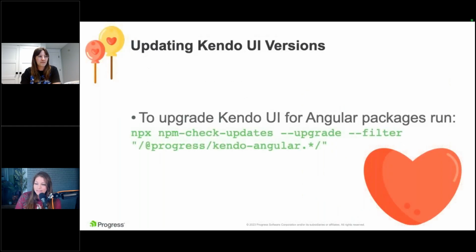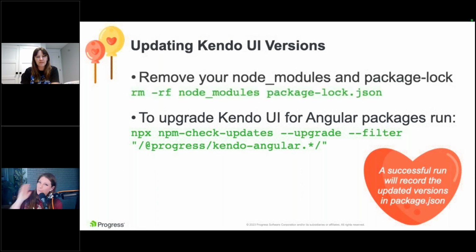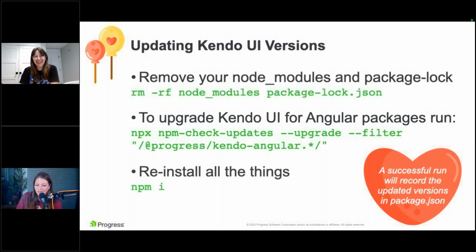So I wanted to flash this up. This is the most important part. There's a couple other steps that I'll show, but I actually updated an app last week from Angular version 15 to 18. And because I use Kendo UI all the time, a lot of my Kendo UI dependencies had to be updated along the way. So I just wanted to remind you, because this is the perfect place: remove your node modules and your package lock, and then this npx command is clutch for finding out what needs to be upgraded. It saved me a lot of time, and then reinstall all the things.